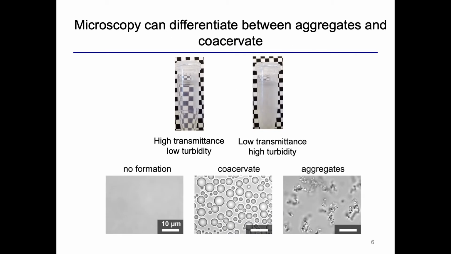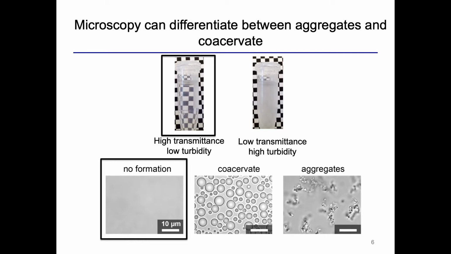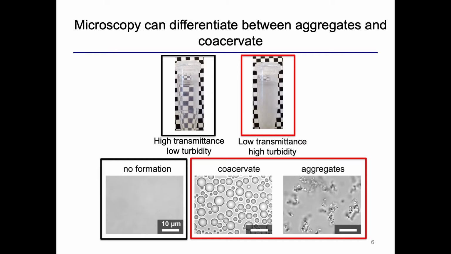Of course, when you mix them, they will look like this, but you don't actually know what you have in your solution. If you have a clear, low-turbidity solution, it will look like this under the microscope, and you're not going to observe any formation. However, when you have high turbidity, you can either have liquid coacervates, appearing as spherical fluid droplets, while precipitates form amorphous solid clusters, and you will need microscopes to differentiate between these.